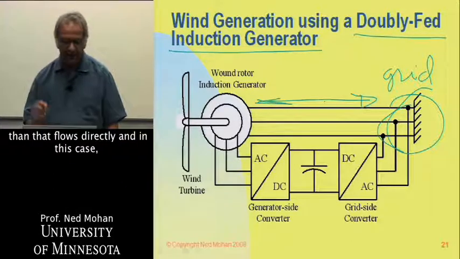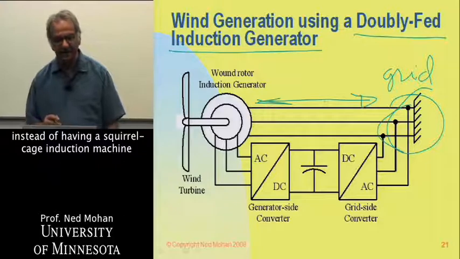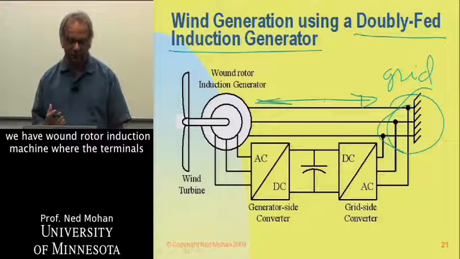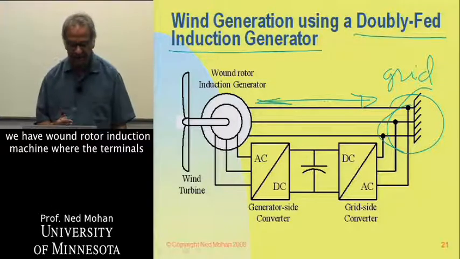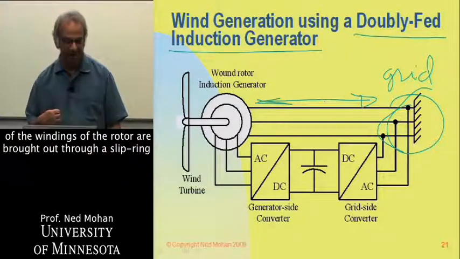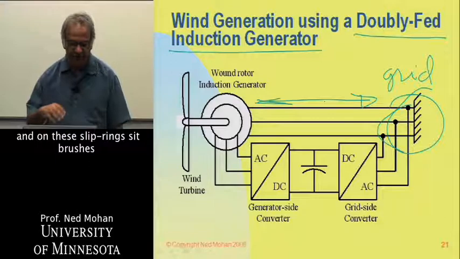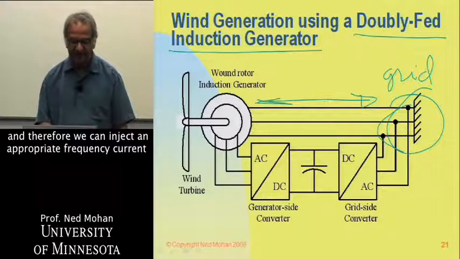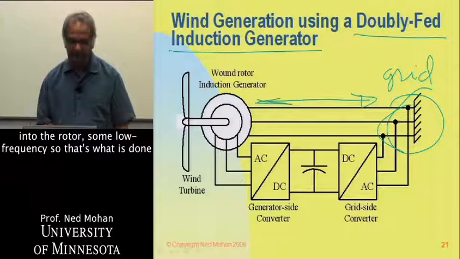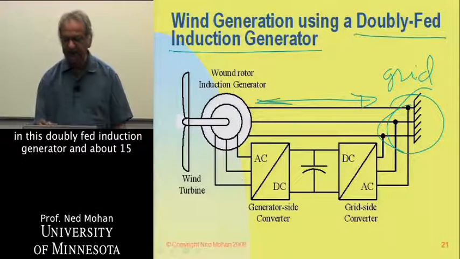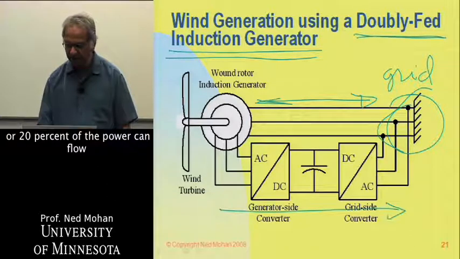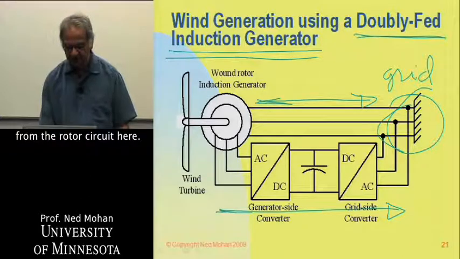And in this case, instead of having a squirrel cage induction machine, we have a wound rotor induction machine, where the terminals of the windings in the rotor are brought out to a slip ring. On these slip rings sit brushes, and therefore we can inject an appropriate frequency current into the rotor, some low frequency. That's what is done in this doubly fed induction generator, and about 15 or 20% of the power can flow from the rotor circuit here.